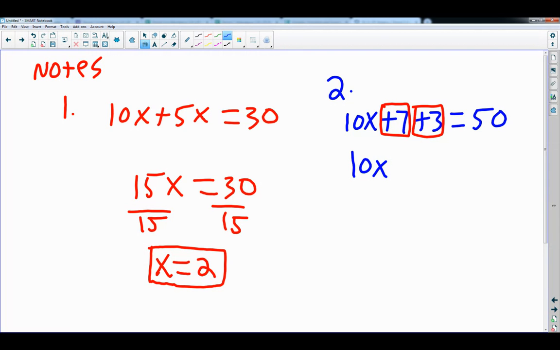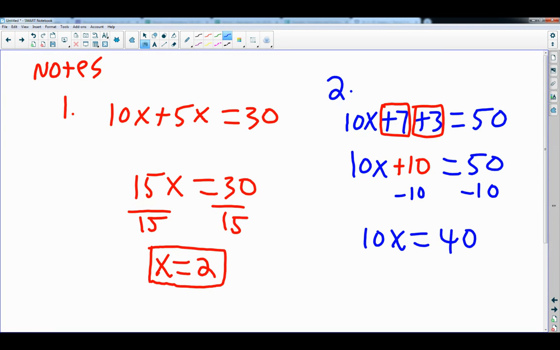X's and regular numbers are not alike. X's with X's, numbers with numbers. Positive 7 and positive 3 is just adding, so that's positive 10 equals 50. Okay, so I added the 7 and 3 together, and I got 10. So I have 10x plus 10 now equals 50. And we're going to solve it just like normal. We're going to start with the red 10 here. We're going to subtract 10 from both sides. So we'll get 10x equals 40. And now we're going to divide both sides by 10. And x will equal 4.